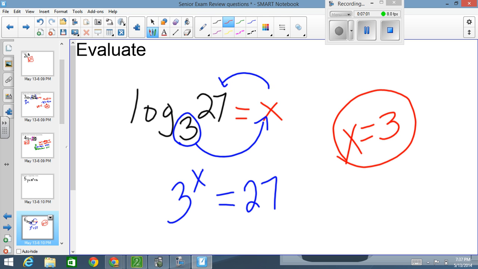Now you don't have to necessarily rewrite it like that. If you go back to where you started, if you can look at those two numbers and say, okay, log base 3 of 27, 3 to what power gives me 27, that's an even quicker way if you can identify it that way.